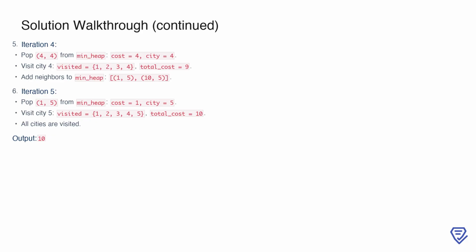Finally, in the fifth iteration, we pop the smallest cost, which is 1 for City 5. Visiting City 5 completes the process, as all cities are now connected. The total cost to connect all cities is 10, which is the output. This example demonstrates how the algorithm efficiently connects cities while minimizing the total cost.